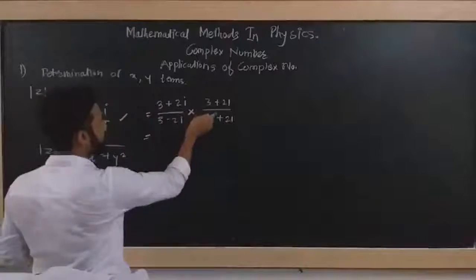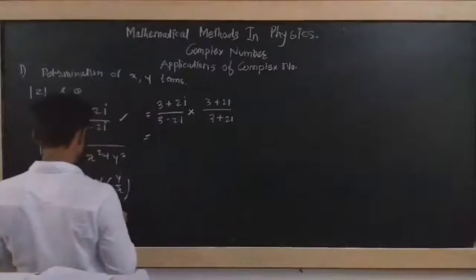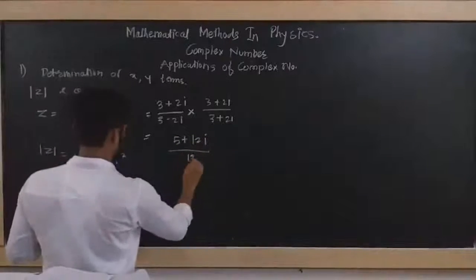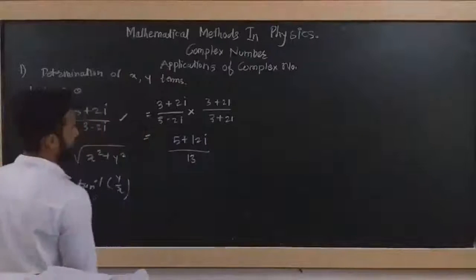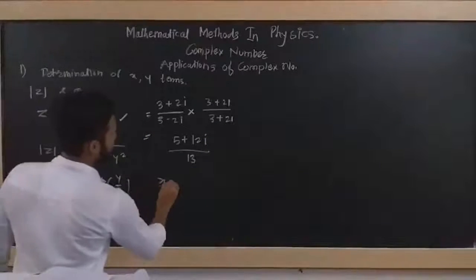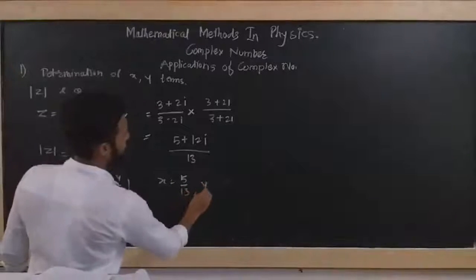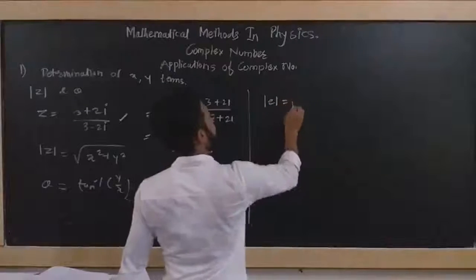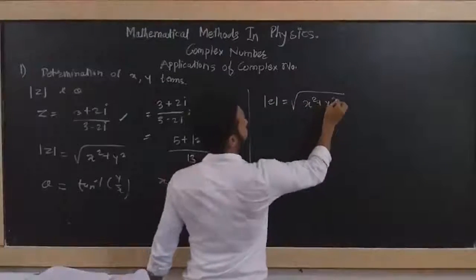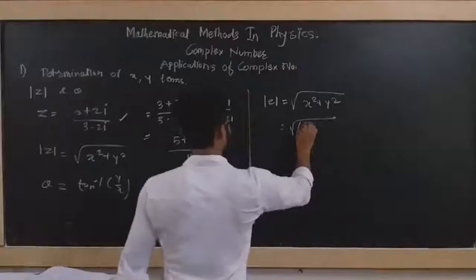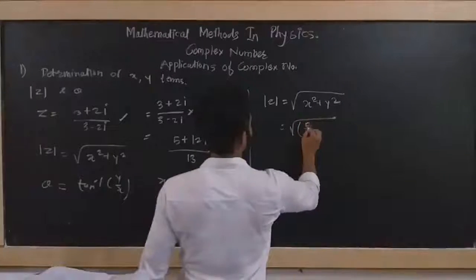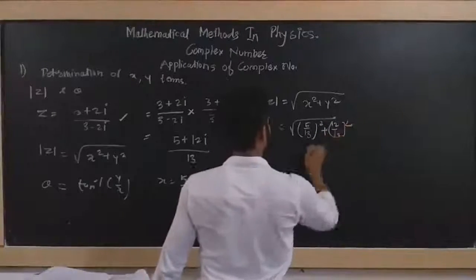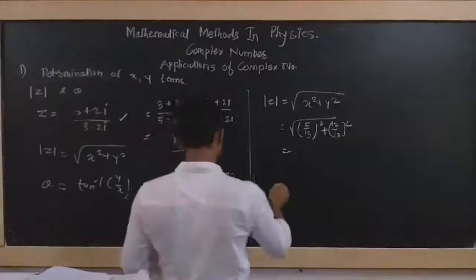If you do this multiplication, try it at home. You will get the answer (5 plus 12i) upon 13. So x is equal to 5 by 13 and y is equal to 12 by 13. So you can find mod z is equal to under root x square plus y square. If you just put in the values, (5 by 13) square plus (12 by 13) square, do it at home. So the answer is 1.